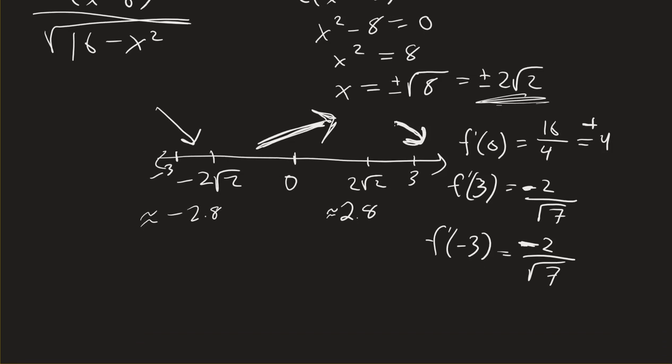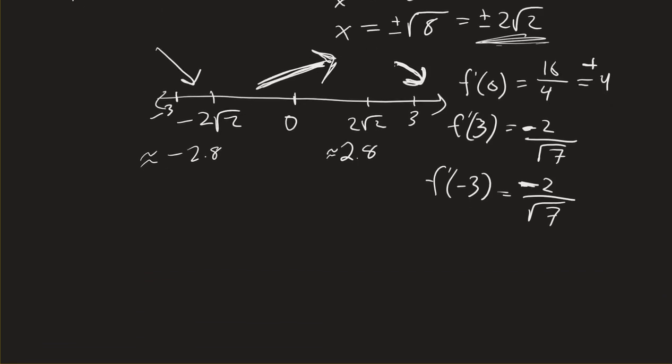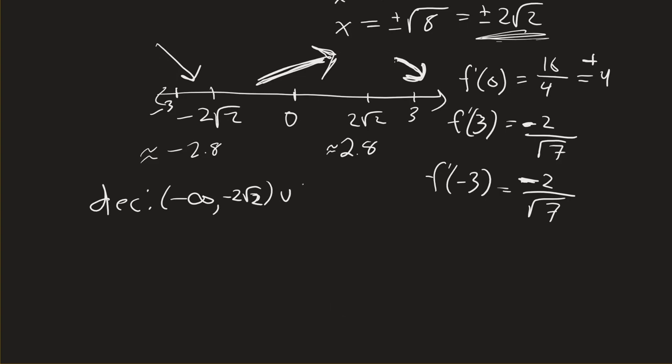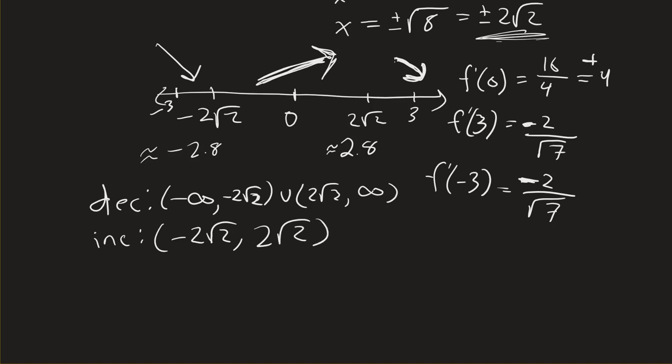And now for my visual, I can easily say that it is decreasing in 2 intervals, all the way from the left to this critical number, and from this critical number all the way to the right. And the one place it was increasing was in between the critical numbers, so starting at that x value and ending at that x value.